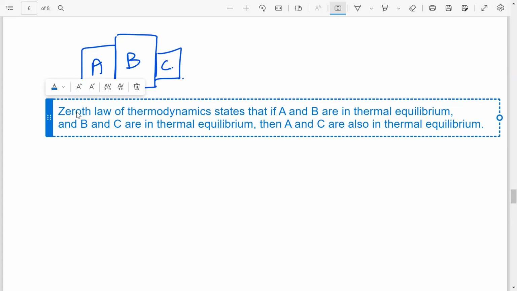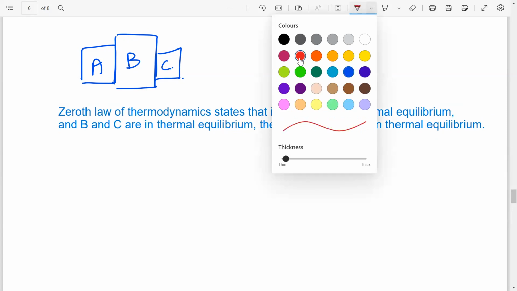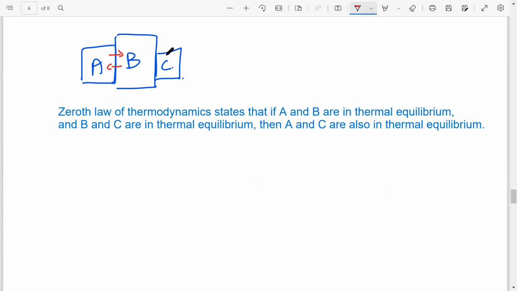Now, thermal equilibrium just means that the net heat transfer is zero. So between A and B, the net heat transfer is zero. Between B and C, the net heat transfer is zero. So if these two are in thermal equilibrium, and these two are in thermal equilibrium, and you take A and C put together, they will be in thermal equilibrium as well. But it's very basic. It's like saying that if A and B are the same temperature, and B and C are the same temperature, A and C must be at the same temperature also. So it's a bit too basic. That's why it's the zeroth law.